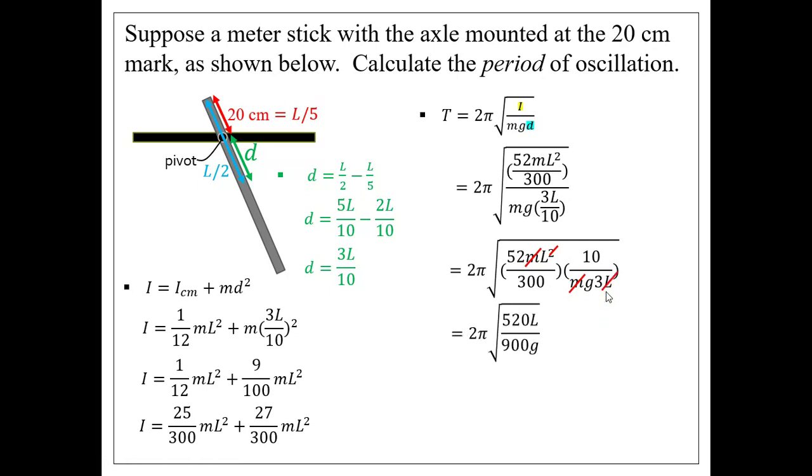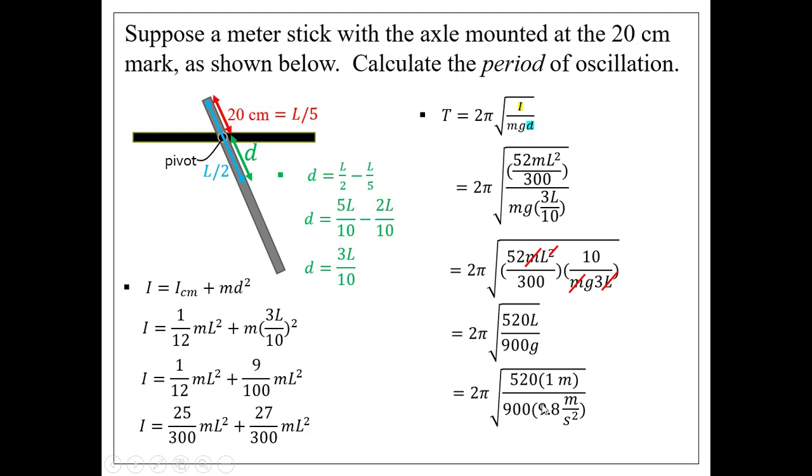So really I'm just going to clean up a little bit. The numerator is just 52L times 10. So 52 times 10 is just 520, and the length here is just L. And then on the bottom, it'd be 300 times g times 3. So 300 times 3 is 900 times g. So I just carry that work down. Once again, L, we already know for this particular problem, it is a meter stick, so the length is just 1. So here's 1 meter.